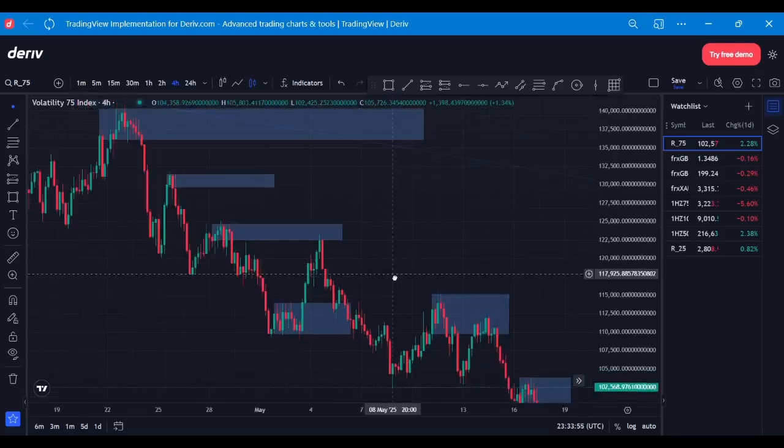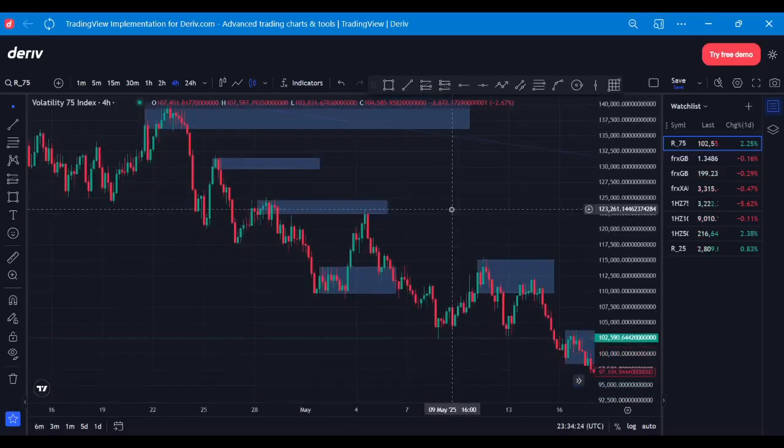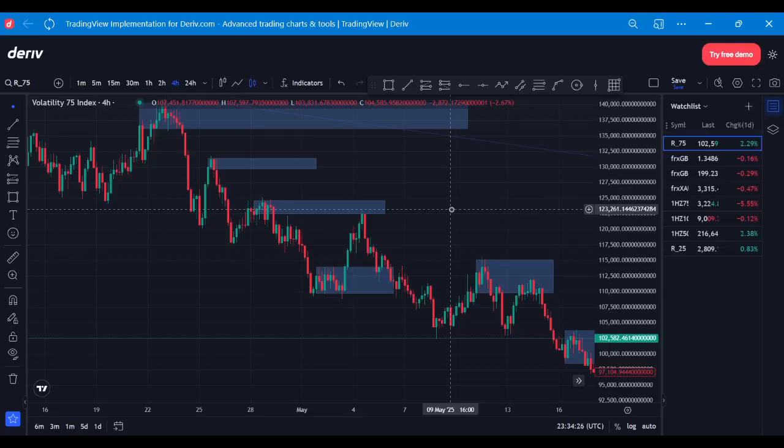Now the logic of supply and demand levels is that price will come back to those areas before going downwards for a bearish market. For this market that is going down, we expect price to come to this place before pushing down, right? We expect price to come to this place before pushing down. Then we have demand levels in a bearish market.